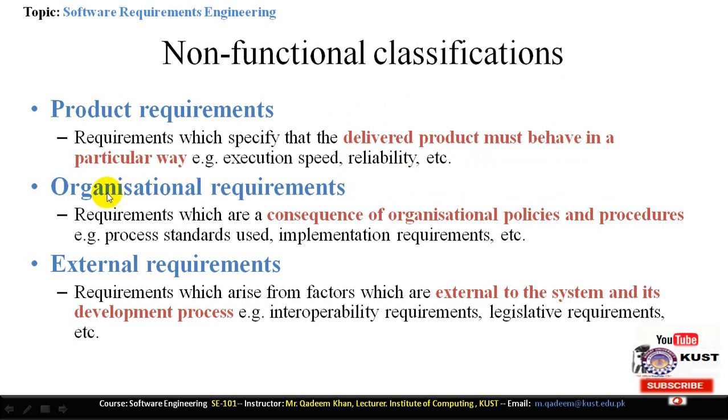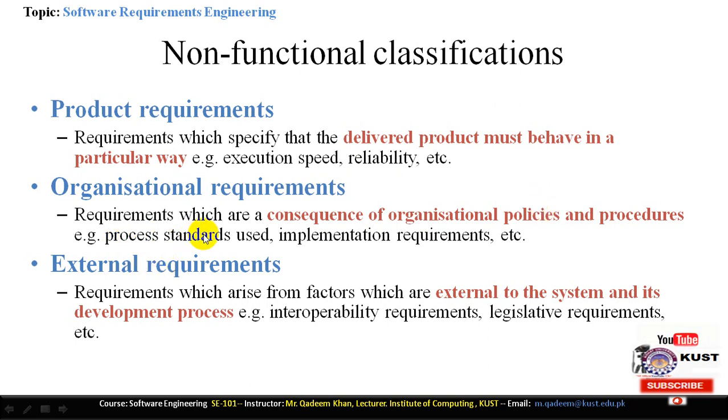So the second type of non-functional requirements is called organizational requirements. Organizational requirements are a consequence of organizational policies and procedures. They are those non-functional requirements which are relevant to the development organization. They contain the organization policies and procedures: how we will develop the product, how many people will be required to do the development, what sort of standards we will follow for the development, and what sort of life cycle models will be used for the development purpose.